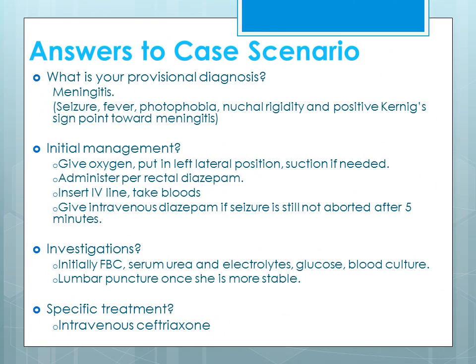Let's look at your answers for our clinical scenario. What is your provisional diagnosis? The answer is meningitis. Seizure, fever, photophobia, nuchal rigidity and positive Koenig's sign point toward meningitis.